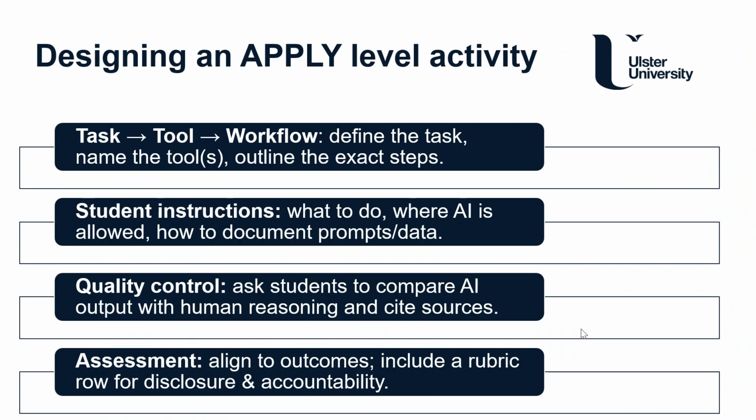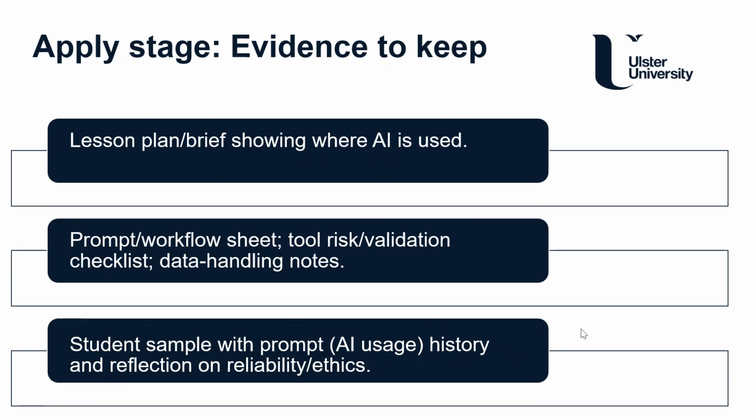So the workflows then are task and tool. The workflow is to define the task, name the tools, and outline the exact steps. Students will get the following instructions: what to do, where AI is allowed, and how to document those prompts and data. And then in terms of quality control, ask students to compare AI output with human reasoning and cite sources. In terms of assessment, aligned to outcomes, include a rubric row for disclosure and accountability to try and encourage use.